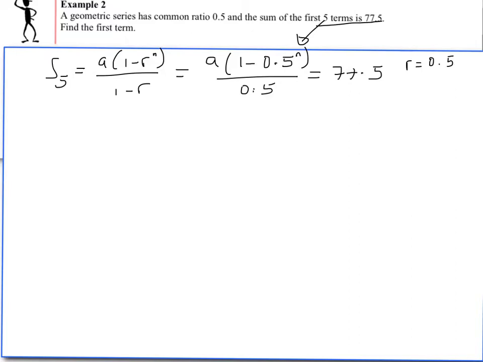We can now rearrange this and work out what a is. So could you work out what a is and enter your results on the accompanying form for this video. Thank you.